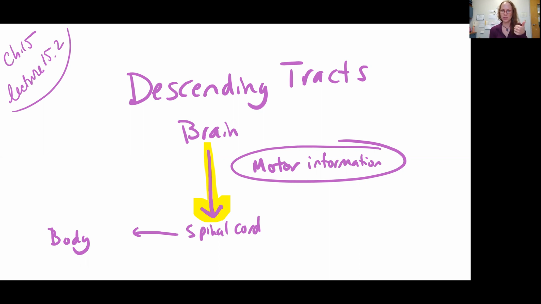Now, just like with ascending tracts, we need to pay attention to where the processing center is located. So it's somewhere in the brain. We need to pay attention to the type of information traveling, which is going to be the same for all descending tracts. We're going to be looking at the control of skeletal muscle. And the third thing is to pay attention to decussation. Where does crossover happen?